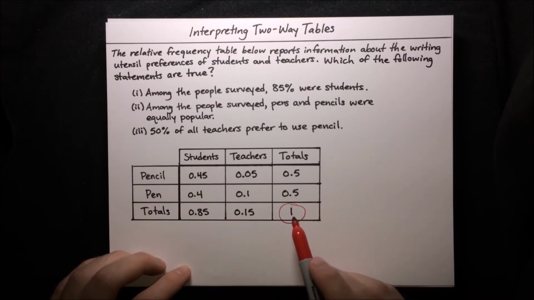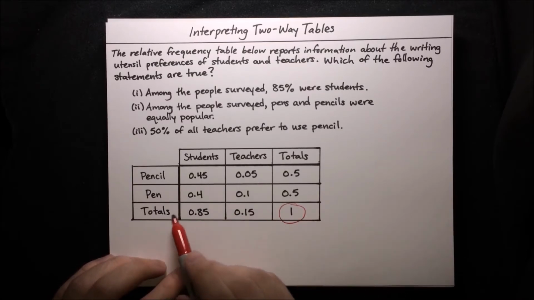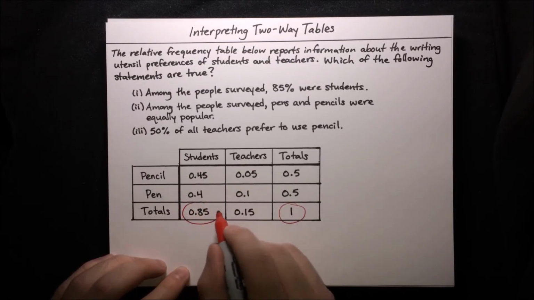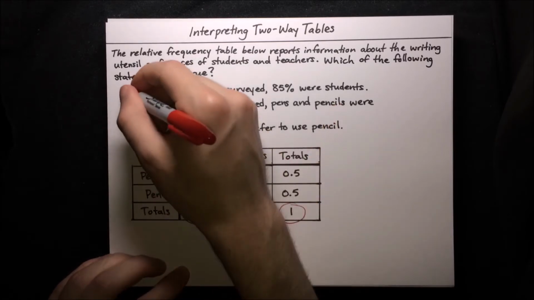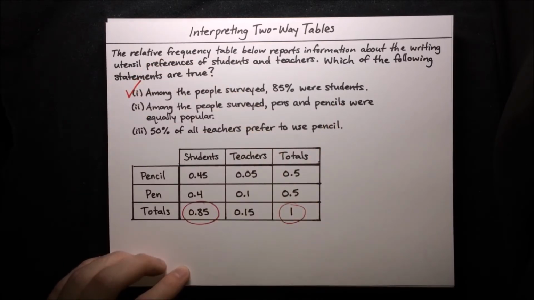So what portion were students? Let's look to the totals of the students column, 0.85. A portion of 0.85 is indeed 85%. So this first statement is true. That's good. Let's move on to the second statement.